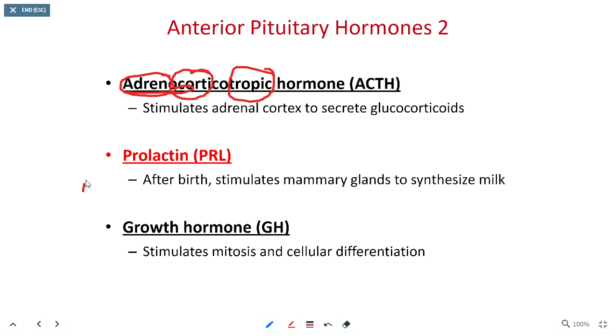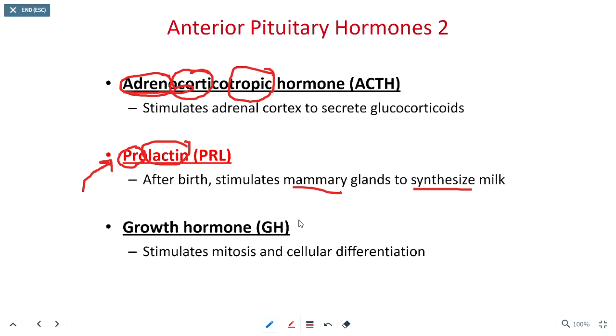Prolactin is a hormone that promotes lactation. And I need to emphasize this, that prolactin is going to cause the mammary glands to synthesize milk. It doesn't cause the mammary glands to release milk. That's going to be oxytocin, which triggers smooth muscle contractions all over our bodies.